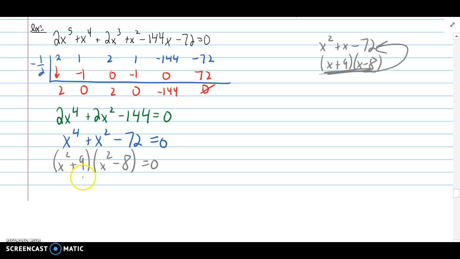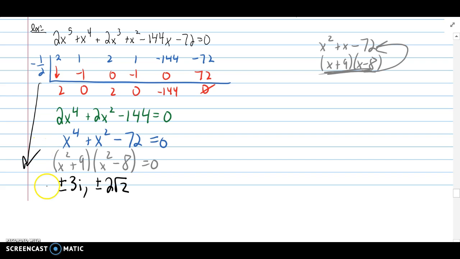From here, we can go to the answers. If x squared plus 9 equals 0, then x squared equals -9. And if you take the square root of that, you get plus or minus 3i. Those numbers are not showing up even on the graph. And for the other part, x squared equals 8. So take the square root of that, you get plus or minus the square root of 8. That's plus or minus 2 root 2. Those decimals are showing up as x-intercepts on the graph.